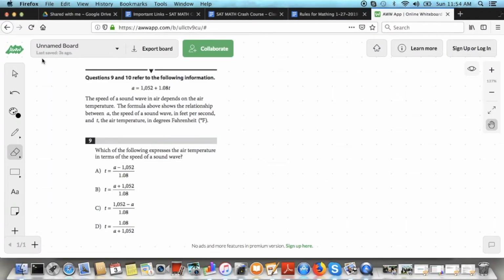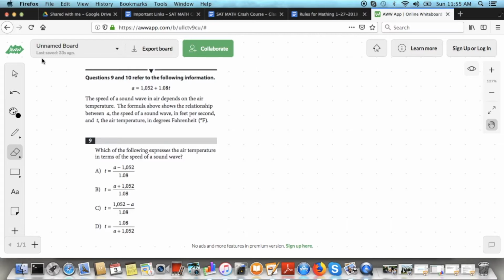Question number 9 reads as follows. I'm going to read the introduction to the question as well. That gives an equation here. At the top, it looks messy. And the question reads, the speed of a sound wave in air depends on the air temperature. The formula above shows the relation between A, the speed of a sound wave. That's weird, right? It should be S, right? Why don't they call it S? They call it A. I don't know. That's what they do.